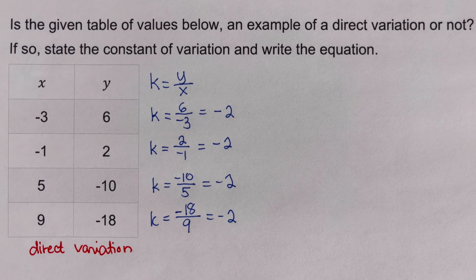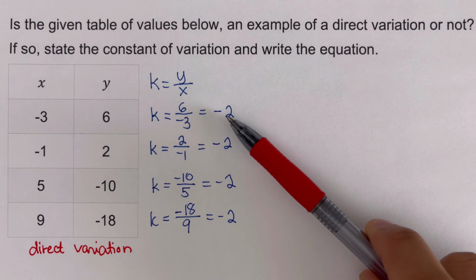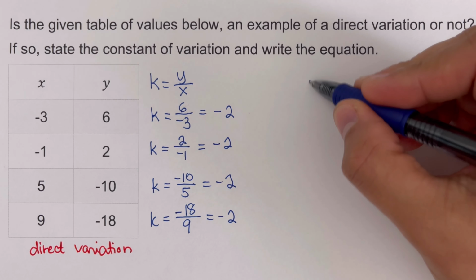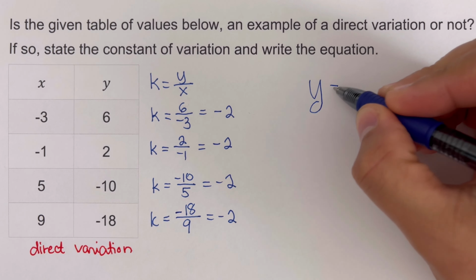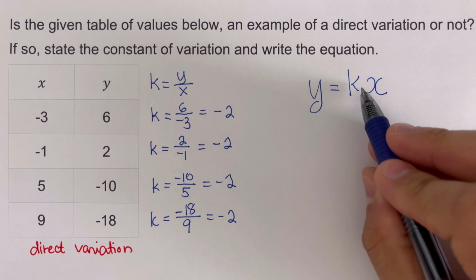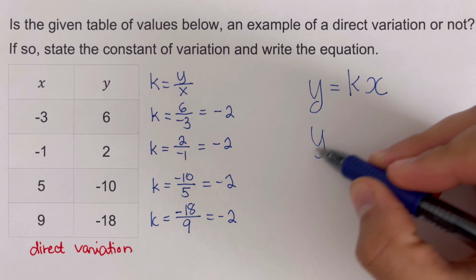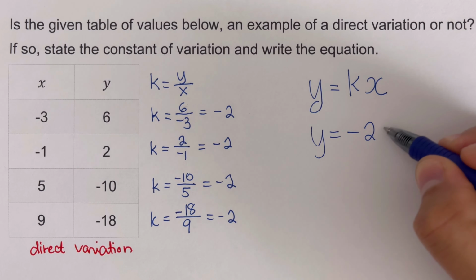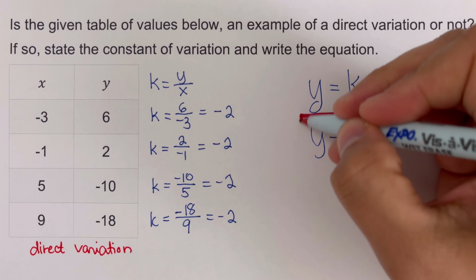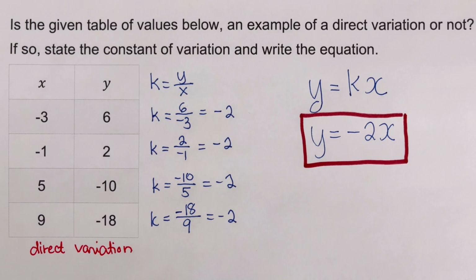Okay, since we determined the value of k is -2 for each of these ordered pairs, we can go ahead and say that this is an example of a direct variation with a k value of -2. To determine the equation, again, it has to follow the general rule for direct variation, y equals kx. So then we go ahead and plug the k value in, so that's y equals -2x. So this is the equation for this direct variation.